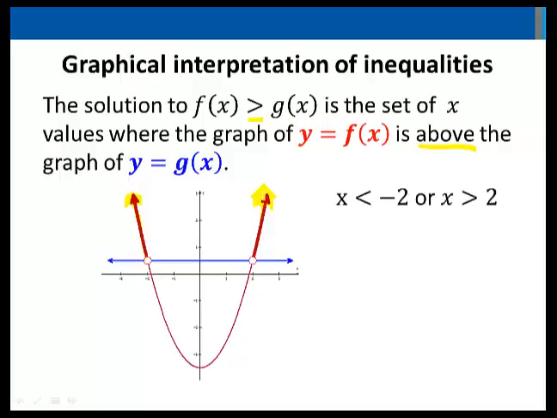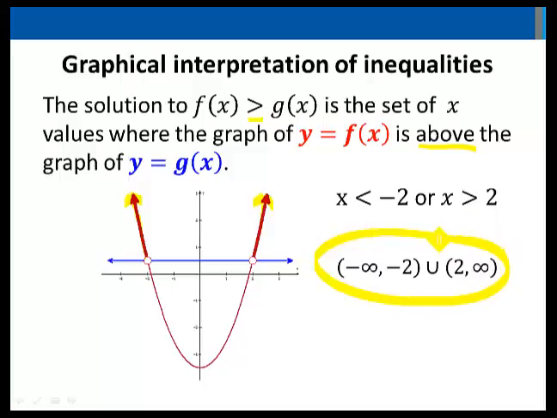We can write our solution in interval notation here. X less than -2 is the open interval from -infinity to -2, union x greater than 2 is the open interval from 2 to infinity.